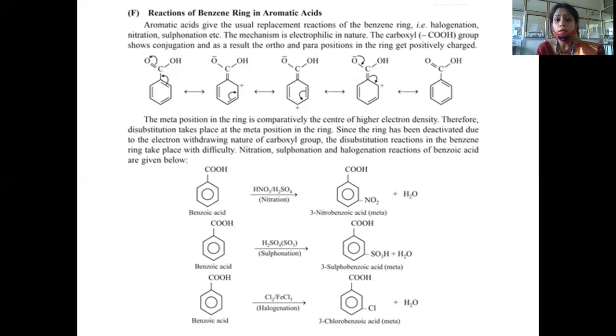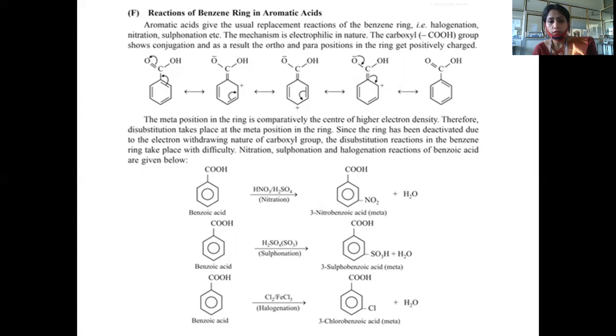Now, the meta position is comparatively the center of high electron density. Why? Because both the ortho and para have less electron density. So substitution takes place at the meta position in the ring. Now, since the ring has been deactivated due to the electron withdrawing nature of the carboxylic group, the acylation in benzene takes place with difficulty.